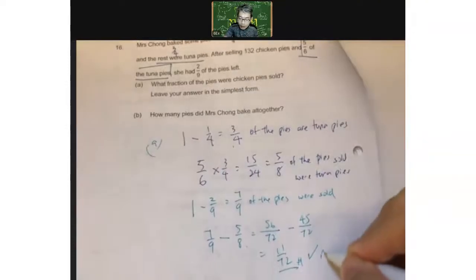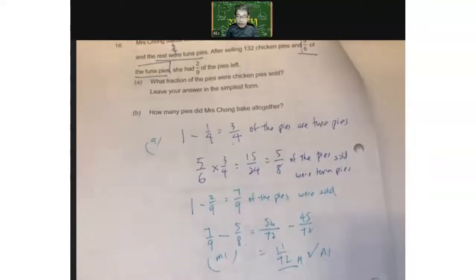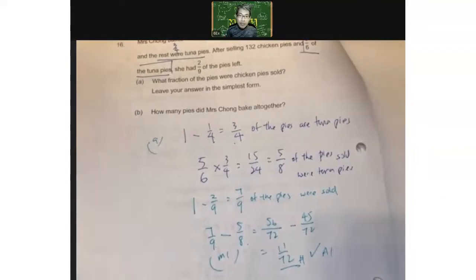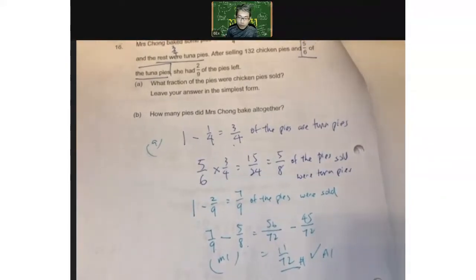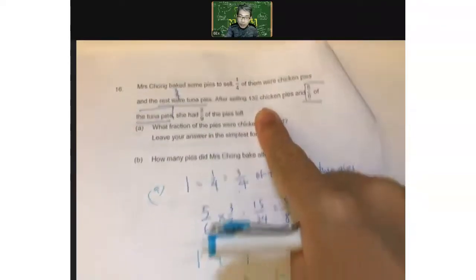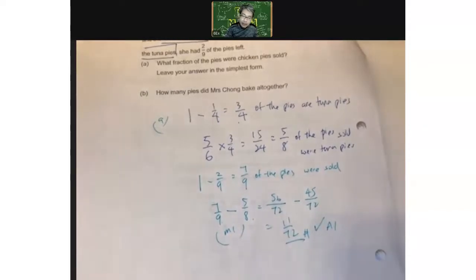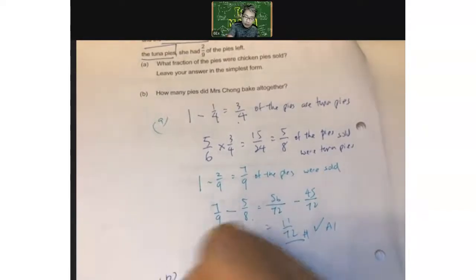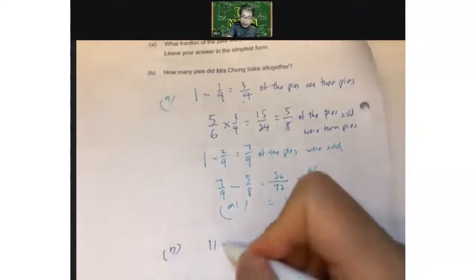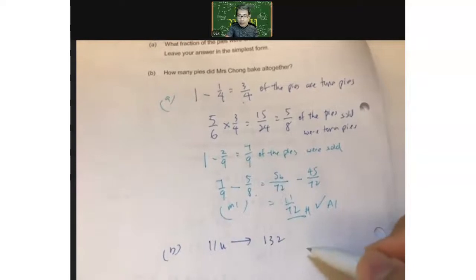Right, this is your A1, and this part will be your M1. Now, next step, how many pies did she bake altogether? Now we know that 132 chicken pies were sold. This is a fraction of the pies sold that were chicken pies. So in other words, 11 units is equivalent to 132 chicken pies that were sold.